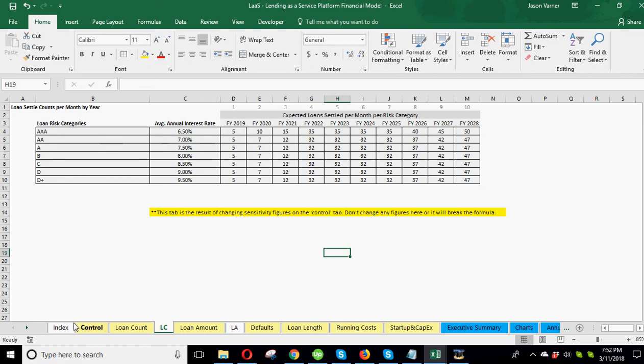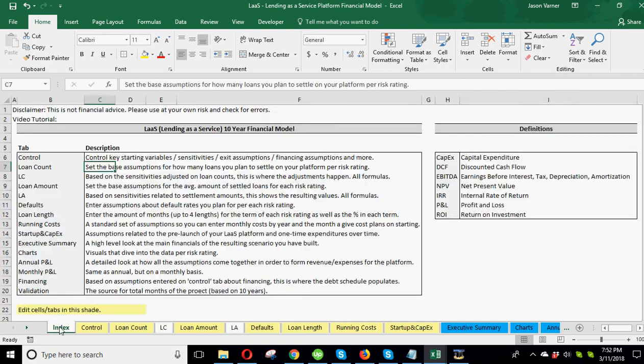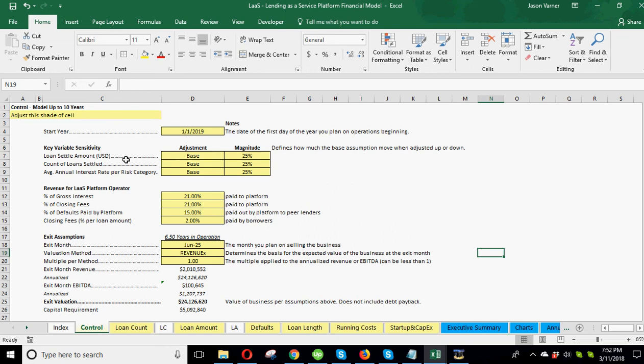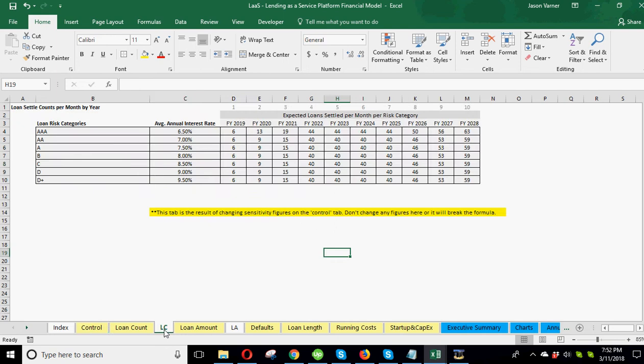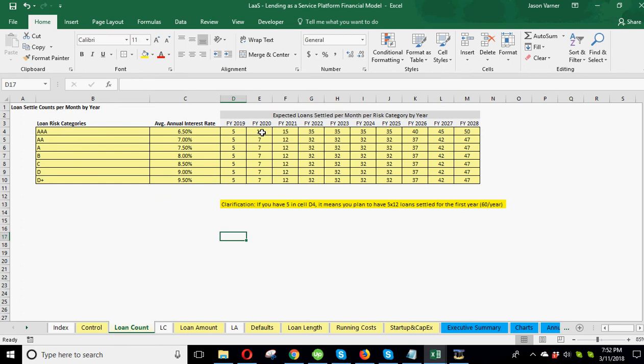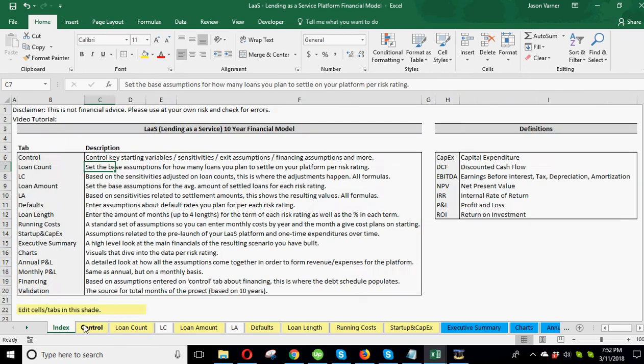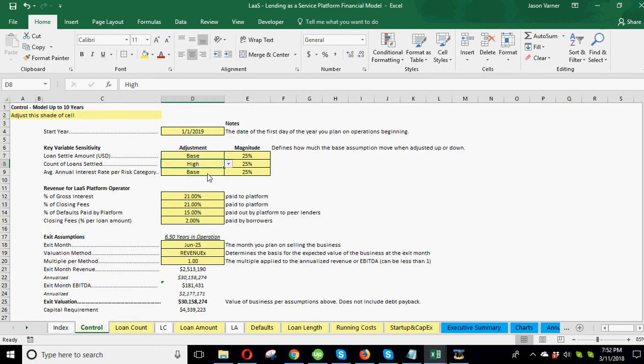So you can see here 5, 10, 15. If we go and change the counts assumption, the count of loans, and put this up to high, it's going to raise everything by 25%. So you can see here now, look, 6, 13, 19 instead of 5, 10, 15. So that works just fine.